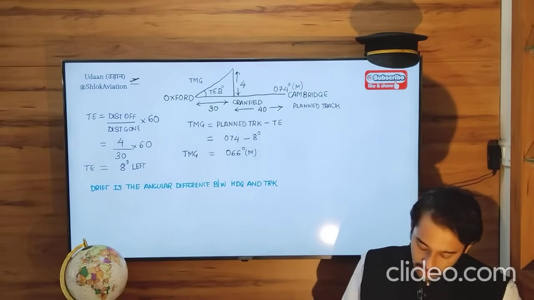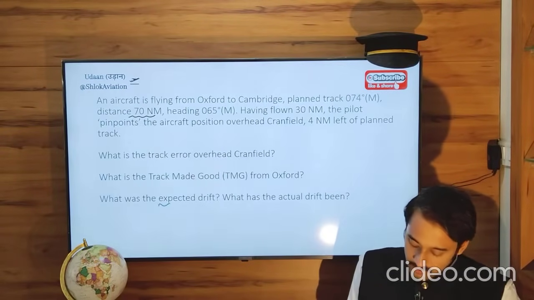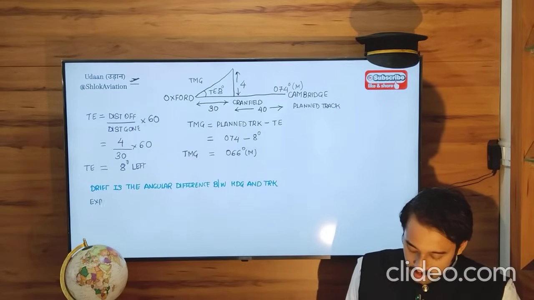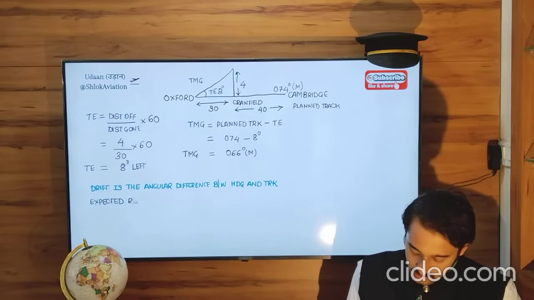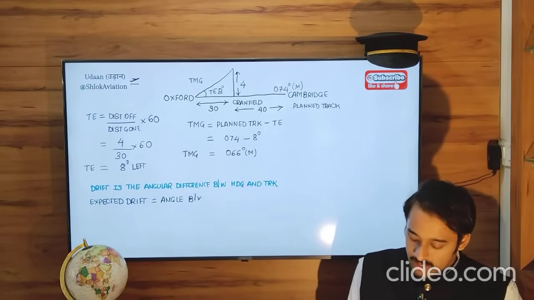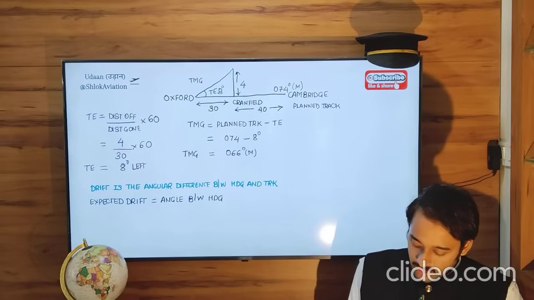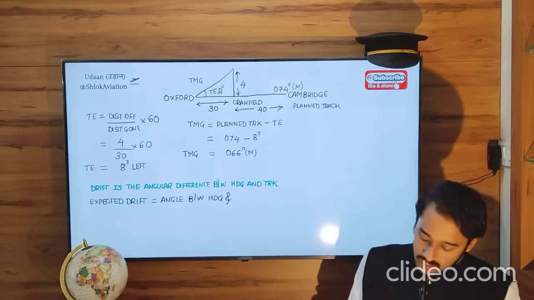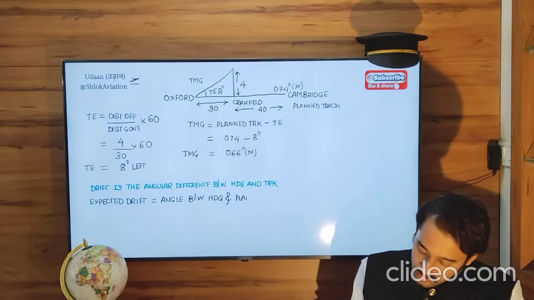Okay. So first let's find out expected drift. What is expected drift? Expected drift is the angle between the heading of your aircraft and planned track. That is your expected drift.